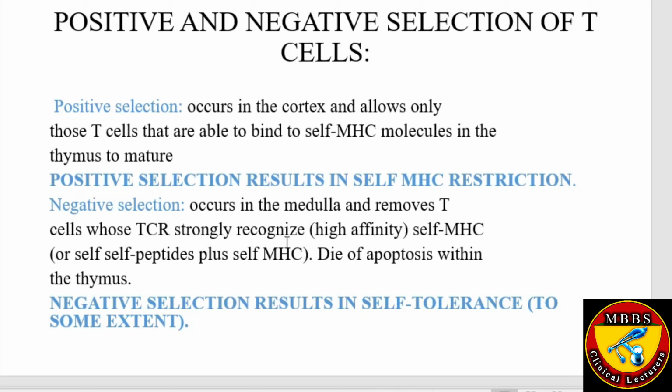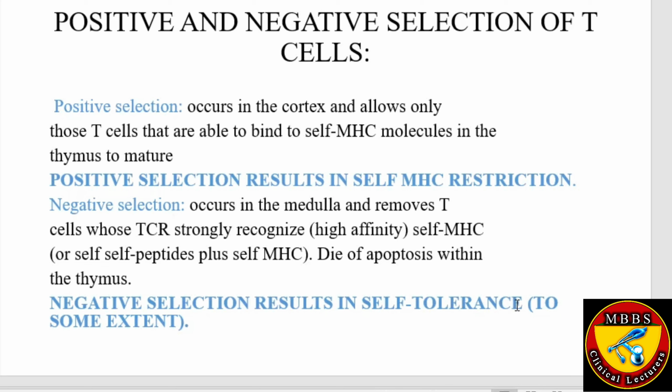This negative selection results in tolerance to our own proteins, that is self-tolerance, and prevents autoimmune reaction. So this negative selection results in self-tolerance to some extent.